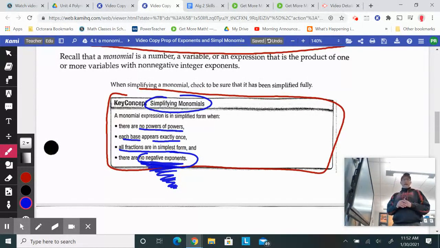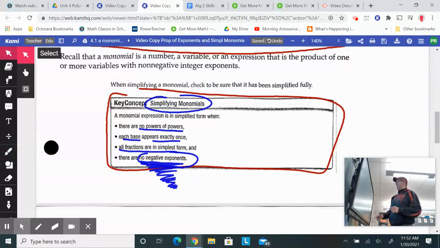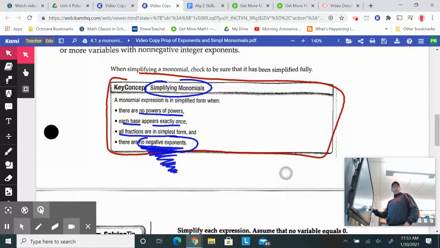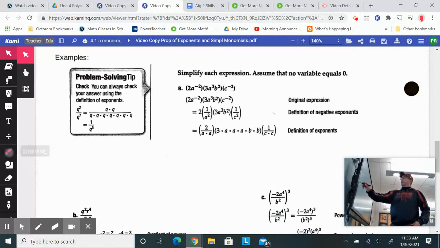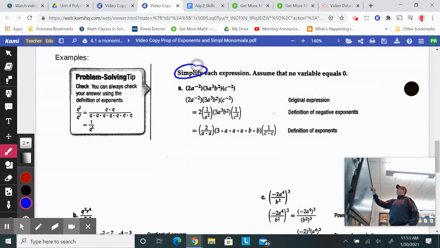So this is simplifying monomial. You know it's simplified if, again, there are no powers of powers. Each base, remember there's a base and then the exponent is up to the right of the base, only appears once. All fractions are in simplest form, no negative exponents. Okay, now I want to take you through a couple examples applying those rules. Grab my pen tool. So we're going to simplify each of these expressions. Assume that no variable equals 0. Because if a variable equals 0, just make everything 0 because you're multiplying.